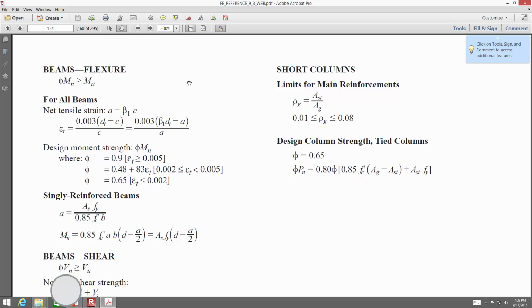Either during the exam they want you deriving this stuff, which is pretty unlikely if you're going to be doing a problem in 3 minutes, or the concrete stuff is pretty straightforward. It's not complicated. It's just singly reinforced beam. So our first design example tonight is going to be a singly reinforced beam.